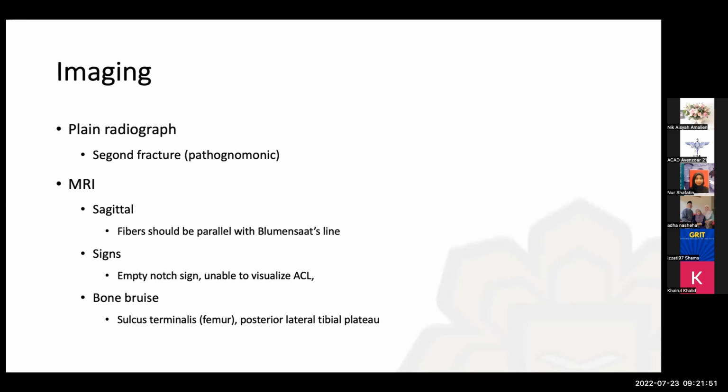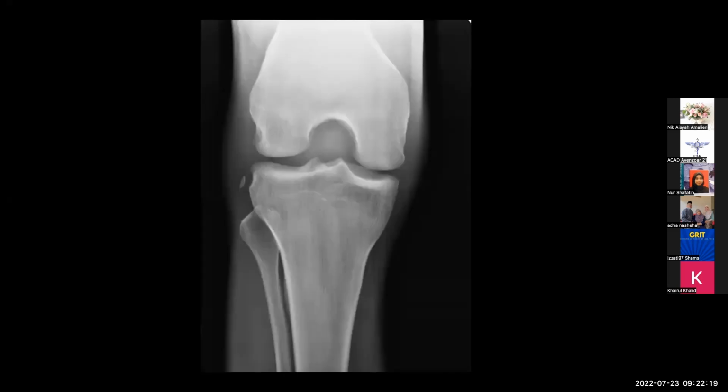You want to look for associated injuries. That's the answer scheme for you to answer when you sit your exam. If they ask why you want to do MRI, I would like to look for associated injuries such as meniscal and condyle injury, and ligament involvement: PCL, PLC, MCL, LCL. In MRI, you look at the images and then you will understand.